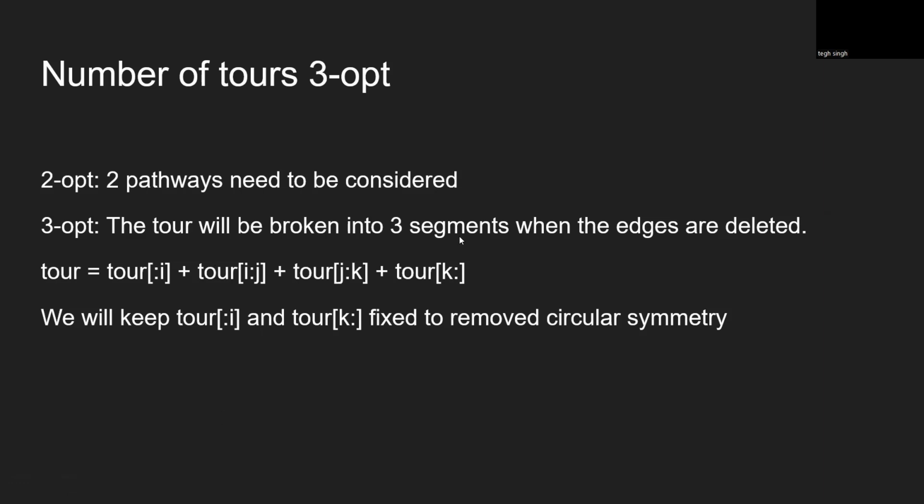For 3-opt, the tour will be broken into 3 segments when the edges are deleted. Over here, we have the expression for the tour where we keep the original edges. Tour[:i], that's one segment, and that goes along with tour[k:], because the tour wraps around. Tour[i:j] is also one segment. Tour[j:k] is also one segment, and that's how we get our 3 segments. We will keep tour[:i] and tour[k:] fixed to remove circular symmetry.